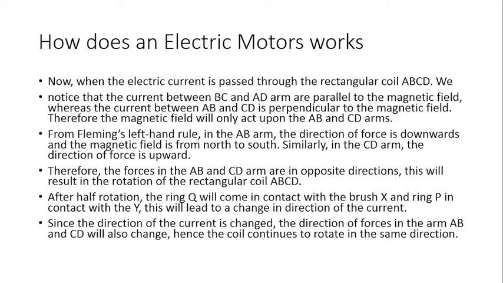After half a rotation, ring Q will contact with brush X and ring P will contact with brush Y. This will lead to a change in the direction of the current. Since the direction of the current is changed, the direction of the forces in the arms AB and CD is also changed. Hence, the coil continues to rotate in the same direction.